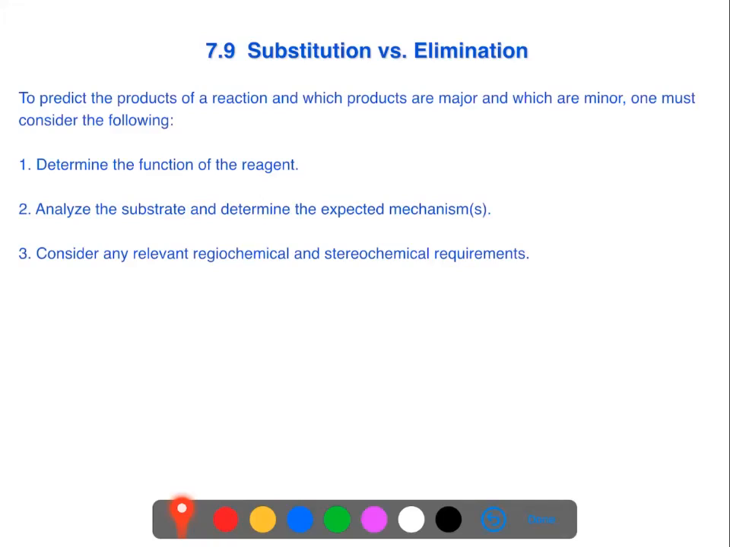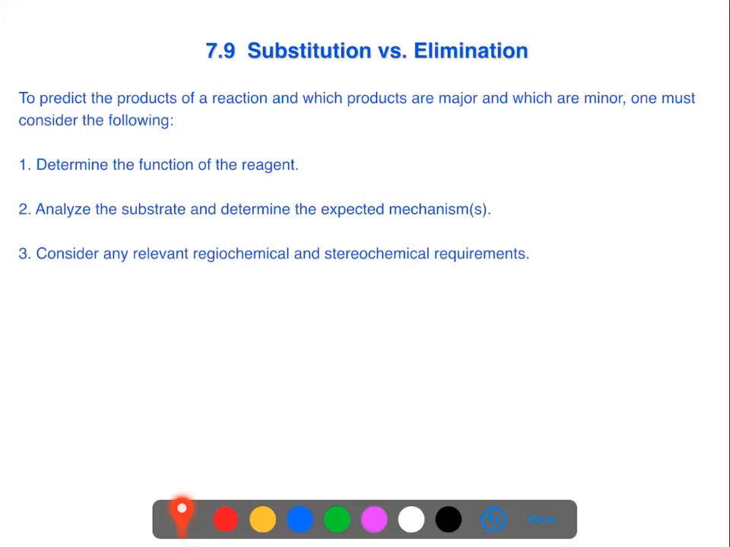The second aspect we need to consider is the substrate, the original alkyl halide. We want to analyze the substrate for the number of substituents around that alpha carbon. So we want to identify the substrate as being either a tertiary, secondary, primary, or potentially methyl halide.